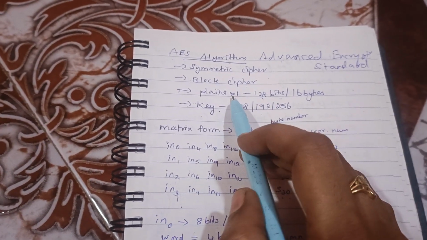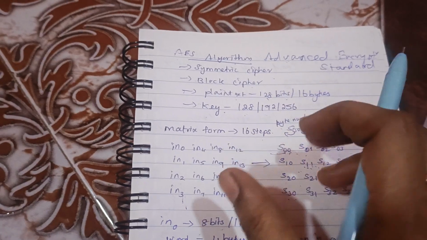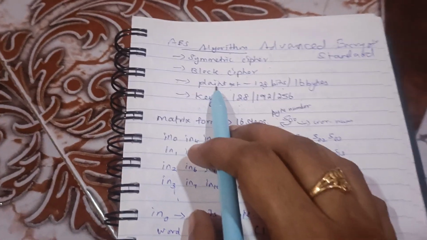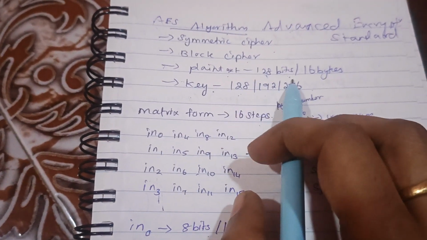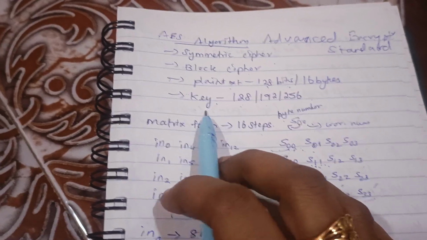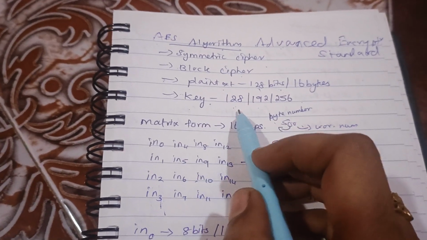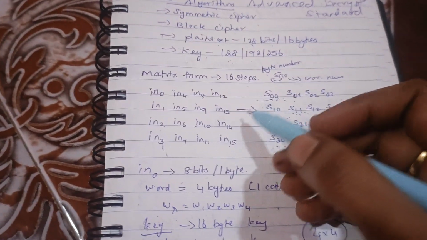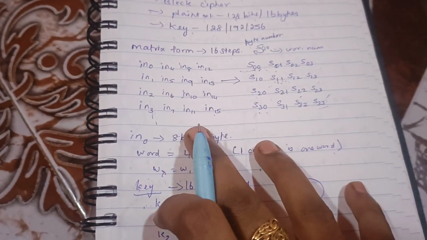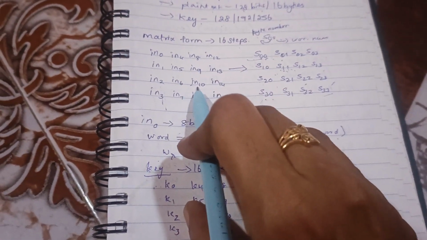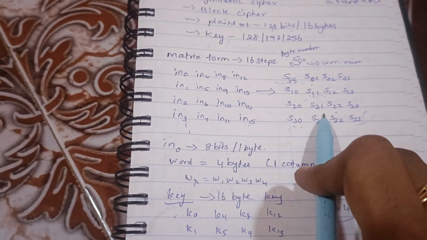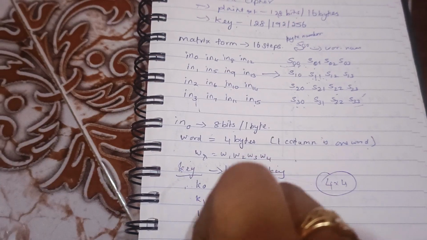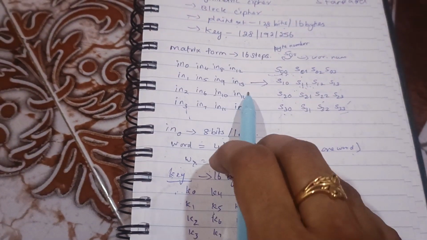In the DES algorithm the block size is 64 bits, but in the AES algorithm the block size is 128 bits. And the key in DES is also 64 bits, but here the key size is 128 bits. In the AES algorithm we follow three matrices: one is the input matrix, the other is the state matrix, and the third is the key matrix. These three matrices are used in the AES algorithm.